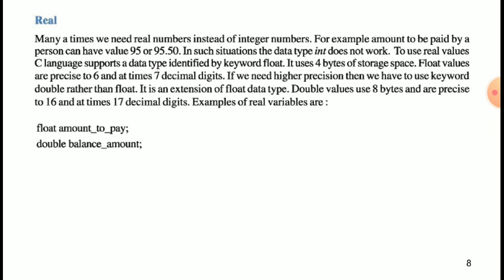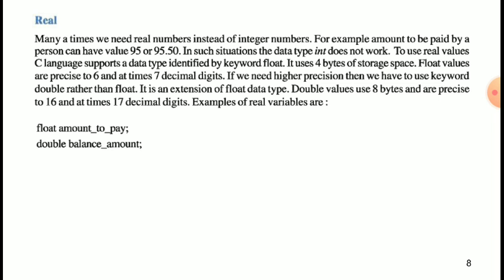And next is double precision. The keyword double is used when we need high precision, i.e. precision of more than 6 decimal digits. An example is double balance_amount. Here double is a data type and balance_amount is a real variable declared by the statement, which stores a real value having higher range and precision.